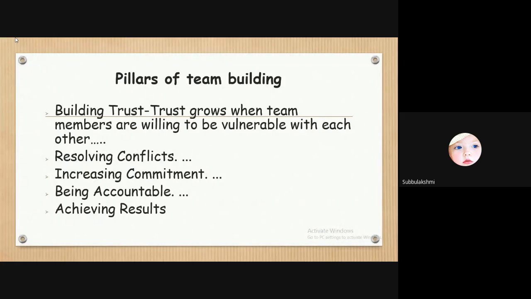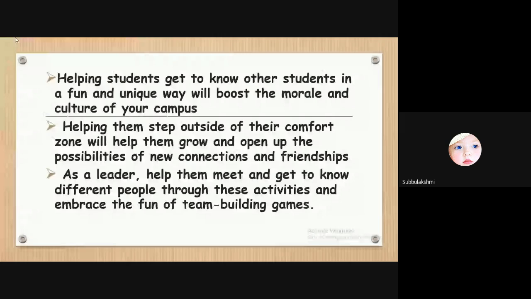We can make our students understand that this helps them to know other students, their own friends in the classroom, in a fun and unique way. It helps them to step outside of their comfort zone, which is very important, because every one of us has our own comfort zone. We need to break that and move out of it, because unless we move out of the comfort zone, we will not know. So we need to make them clear about this.